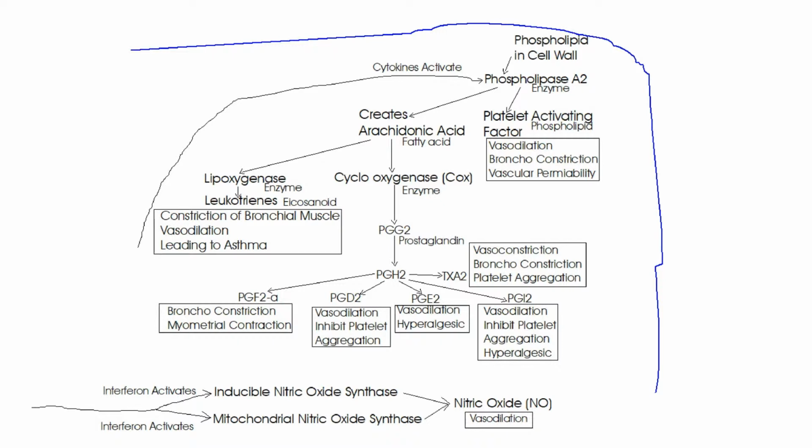Interferon activates inducible and mitochondrial nitric oxide synthase, which produces nitric oxide. These products, eicosanoids, prostaglandins, and nitric oxide, cause vasodilation, hyperalgesia, bronchoconstriction, myometrial contraction, and inhibit platelet aggregation.